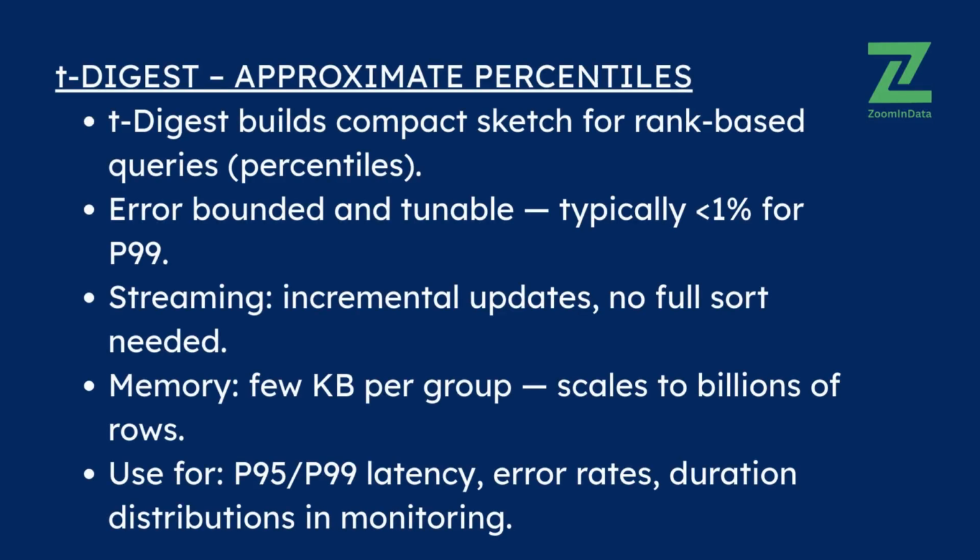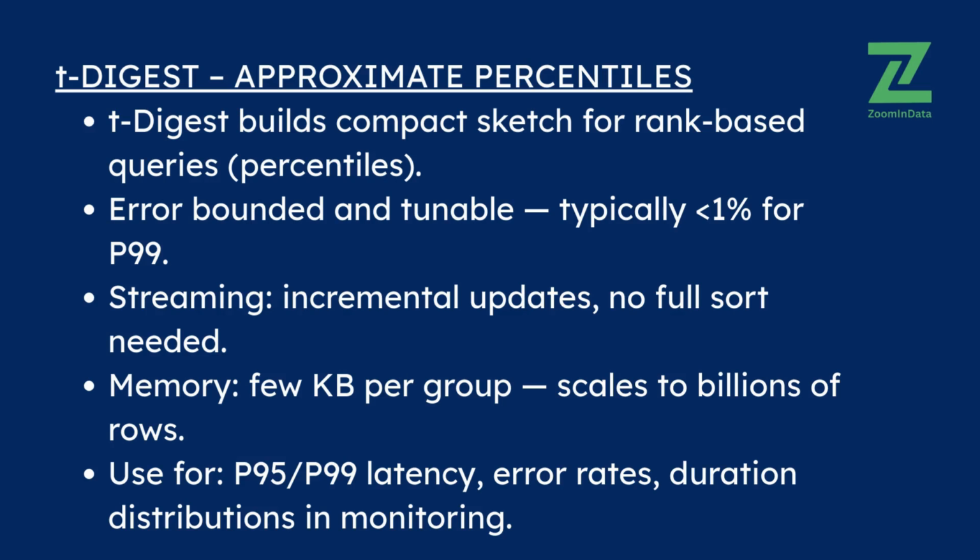tdigest is the go-to for approximate percentiles. It builds a compact sketch that captures rank information, perfect for P50 median, P95, P99 latency, or any quantile. Error is bounded and tunable, usually under 1% even at high percentiles. It's streaming friendly, updates incrementally as data arrives, no need for full sort or holding all values.